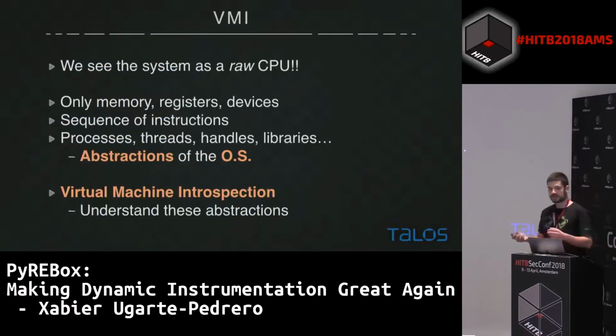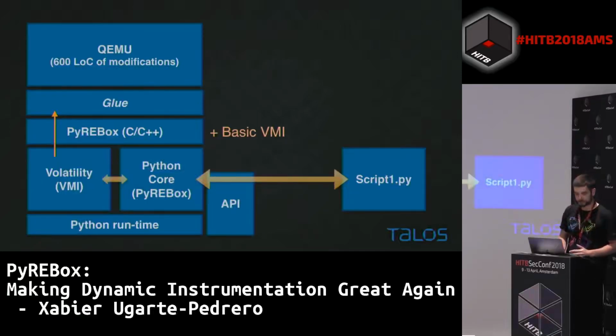Also, as I said, we see the system as a full CPU, as a raw CPU. So we are not aware of any operating system abstractions like processes, threads, handles. So we need virtual machine introspection techniques in order to understand these abstractions. From the CPU, from the memory, we need to go up in order to understand which process is running, because at every point we only see a sequence of instructions being executed on the CPU, and that's all. So VMI is implemented in two sides. A basic part is implemented in C++ in order to do the process inspection, and then the rest is done with Volatility, as I said before.